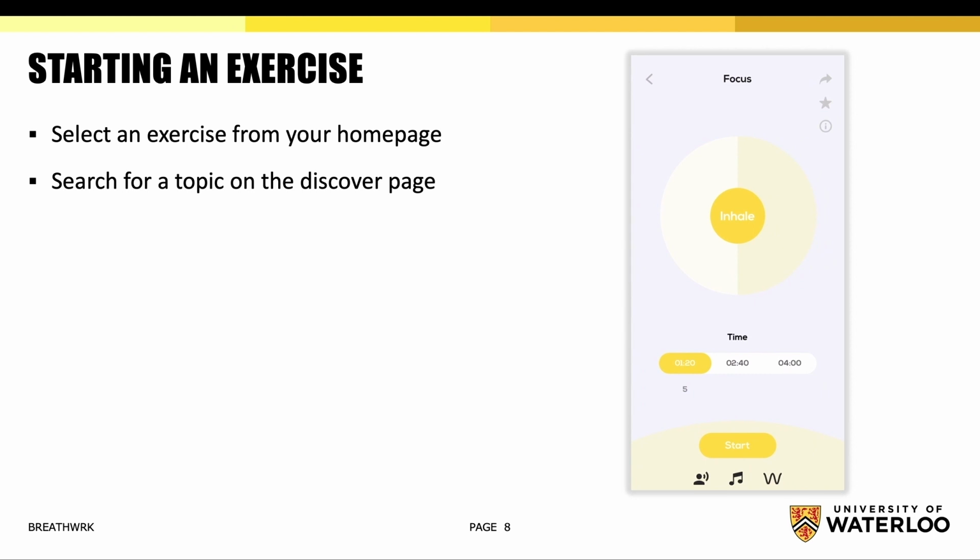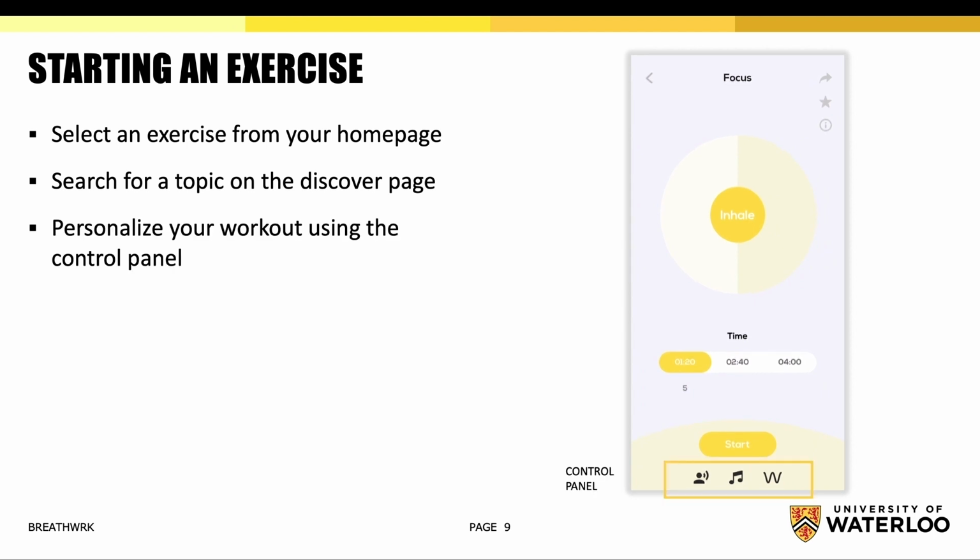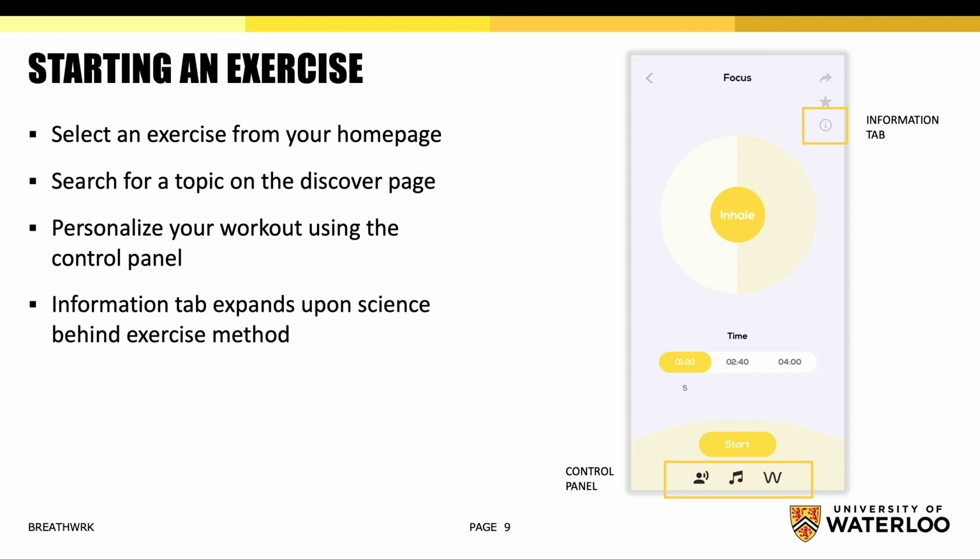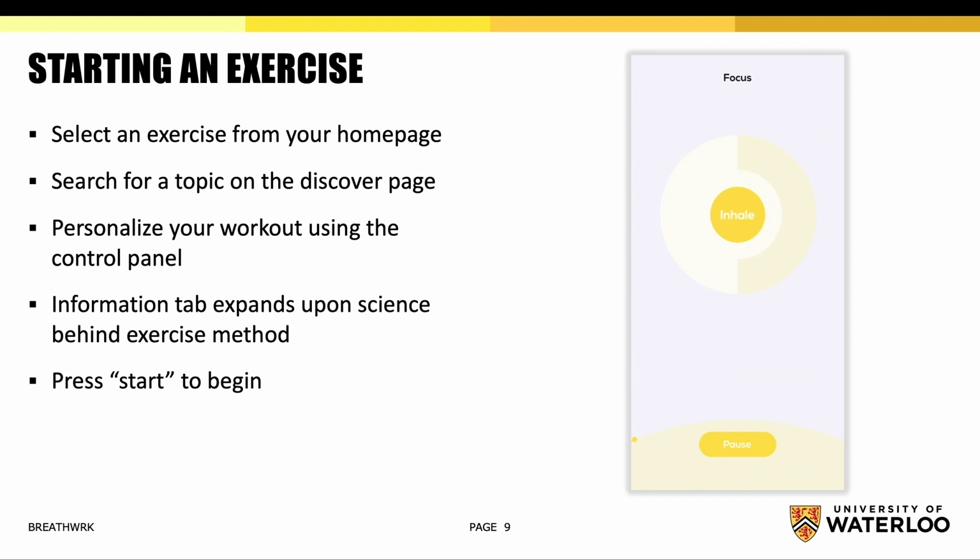Once you have selected a workout, you may personalize it using the Control panel. This panel will allow you to control voice, vibrations, sounds, and visuals. The Information tab provides more information about each exercise, as well as the science behind each method. Once you are all set, press Start to begin.